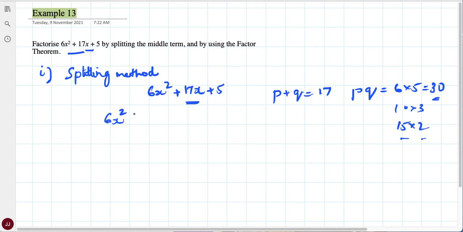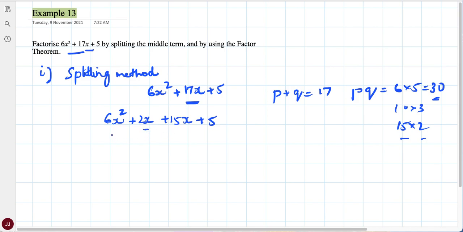6x square, and 2 should come first, so that we can bring the common terms outside. Plus 2x, and the next is plus 15x plus 5. So this is the order; you should bring the 2x term first instead of bringing the 15.